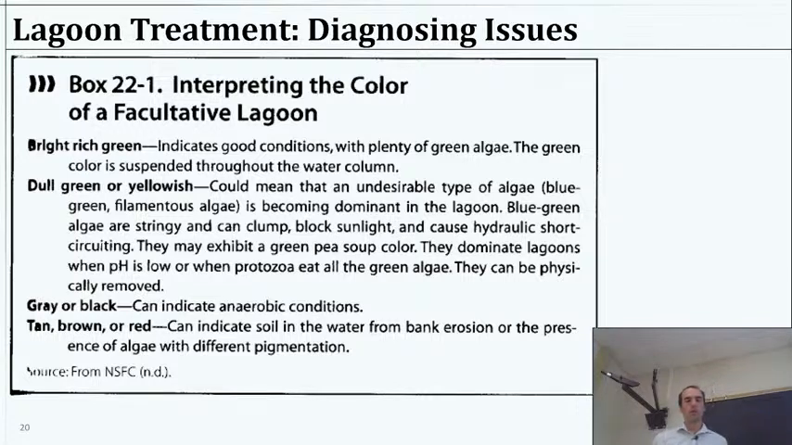So if it's a dull green or yellowish, maybe we've got some undesirable types of algae, blue-green, filamentous, which is just going to create kind of a mess and probably prevent sedimentation or disrupt things like that. That might be becoming dominant in the lagoon. Blue-green algae are stringy and can clump, block sunlight, cause hydraulic short-circuiting. They may exhibit a green pea soup color.